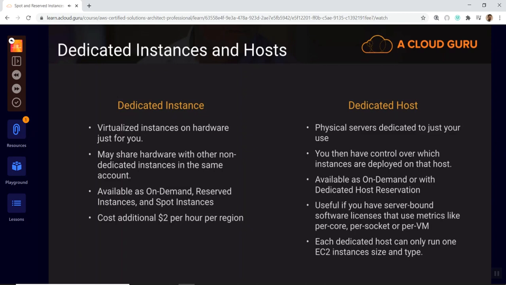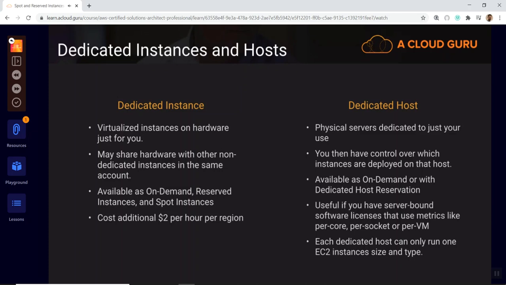And they're available as on-demand, or you can get a dedicated host reservation. And this is useful if you have some server-bound software license that needs to access cores or sockets or per virtual machine. Now, each dedicated host can only run one type of EC2 instance. So you can't mix and match instance types on a host. You have to run all the same type. And the capacity of the dedicated host varies depending on what EC2 instance types you're going to be running.